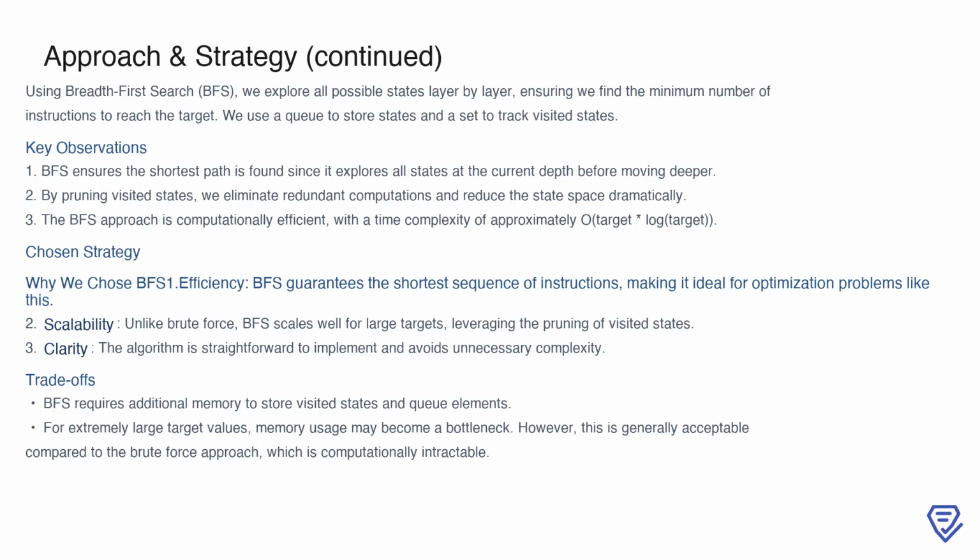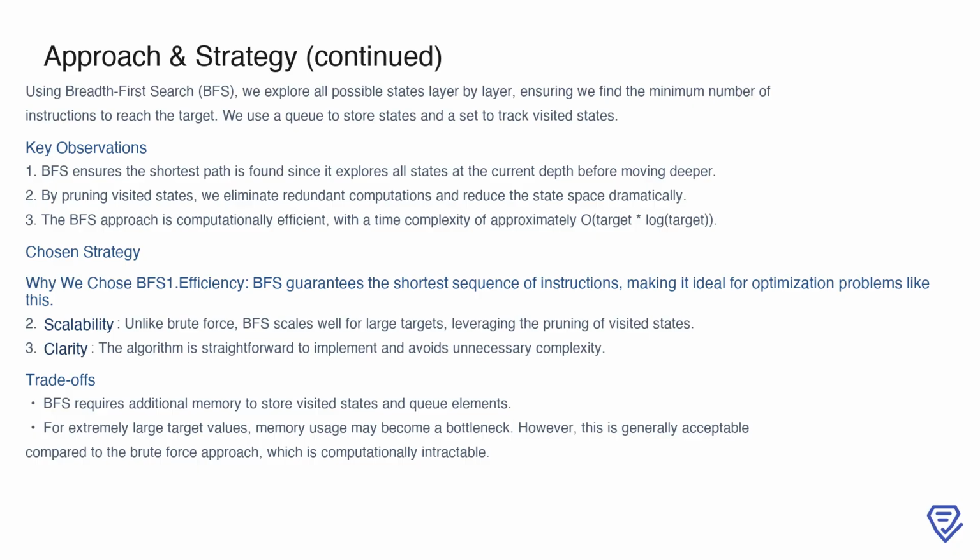A queue is used to manage states as they are explored, while a set keeps track of visited states to eliminate redundant computations. This not only ensures efficiency but also dramatically reduces the state space. With a time complexity of approximately O(target * log(target)), BFS is computationally efficient and well suited for this problem. Additionally, pruning revisited states avoids unnecessary work, making the algorithm scalable and clear in implementation. These features highlight why BFS is an ideal choice for optimization problems like this.